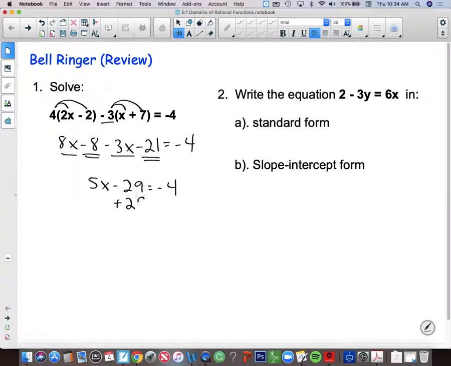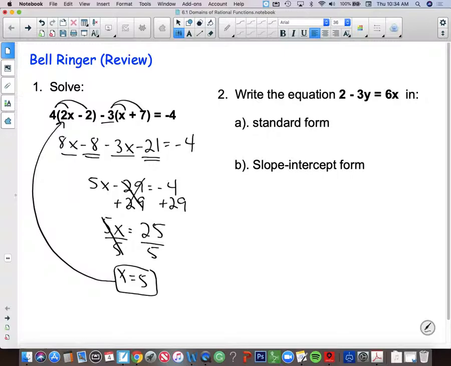Add 29 to both sides. We want to get the x by itself, so let's isolate the variable. 5x equals 25. Divide both sides by 5. And then we are finished because 25 divided by 5 is 5. If you wanted to, you can check your solutions by plugging that back into the original. But we'll save some time and just say that it works.